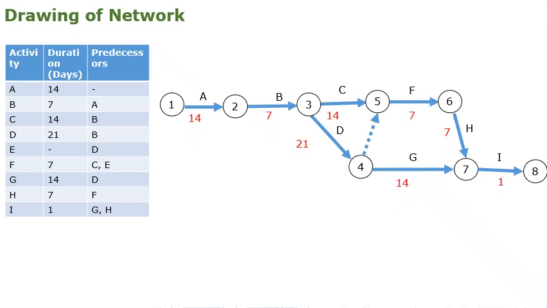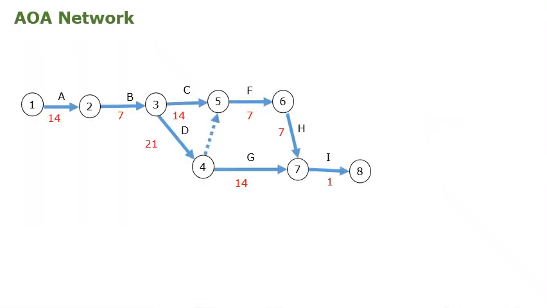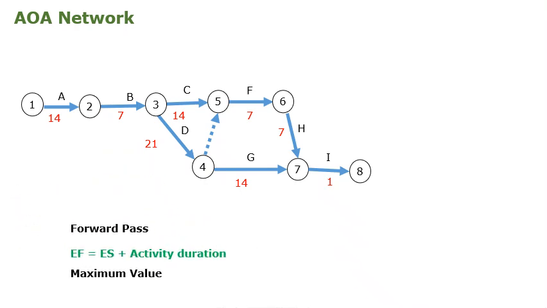These are all the durations we fill below the arrow. This representation is called activity on arrow. In this activity on arrow method, the forward pass is applicable for calculating all the early finish times, and similarly, the backward pass is applicable for calculating all the late start times.